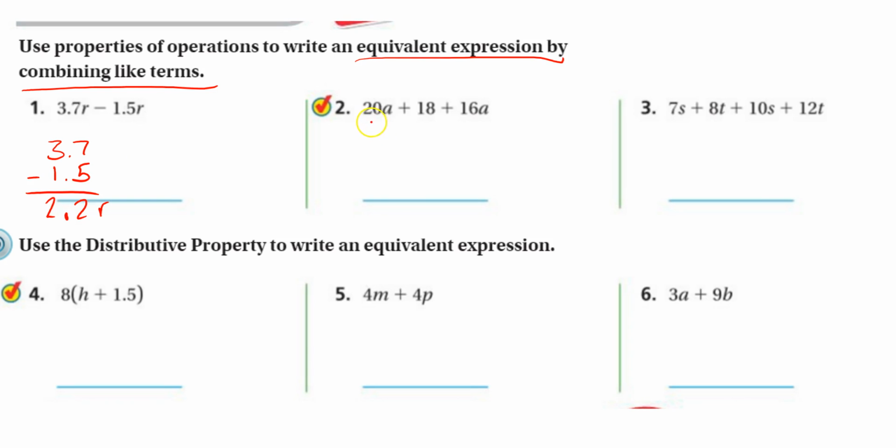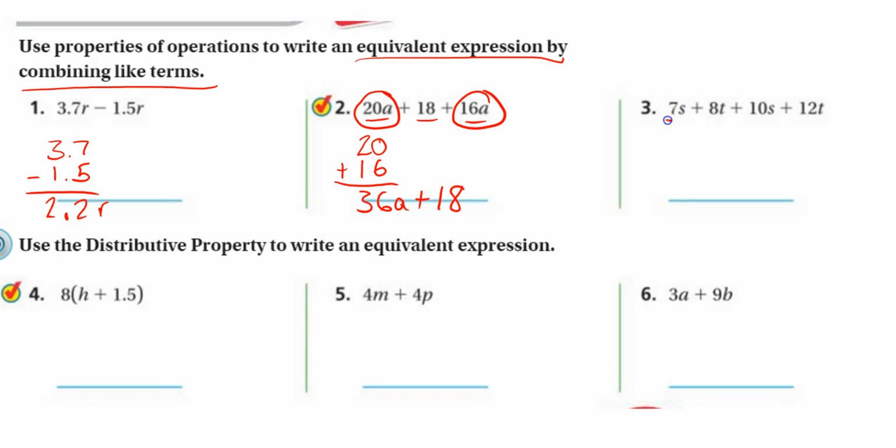Here we have three terms. Two of the terms have the same variable and the same exponent, so we can combine these. Since it's an addition, I'm simply adding the 20 and the 16 and then keeping that a attached. And then I also have to keep the 18, because I didn't combine it with anything, so it's still part of my expression. So our new expression is 36a plus 18.